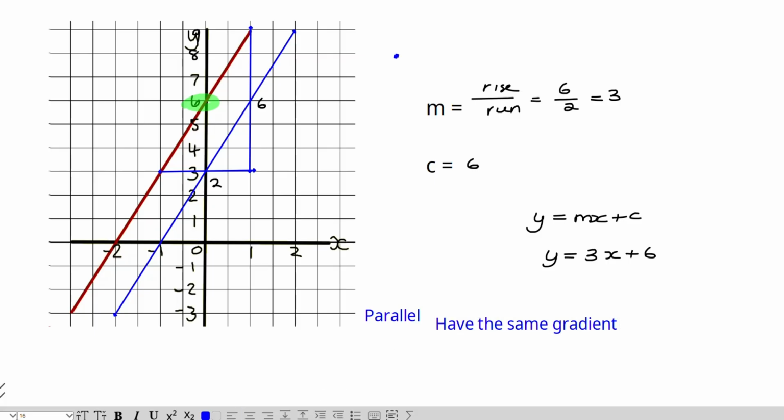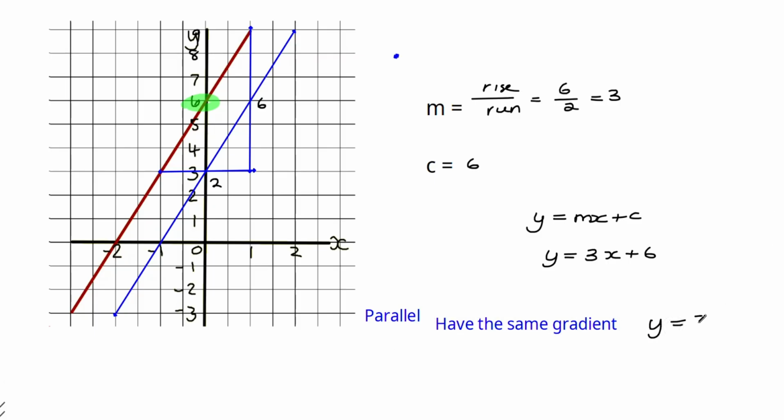So a line that is parallel to y equals 3x plus 6 would be y equals 3x plus any number, right? It could be a negative number, it could be a positive number. I'm going to put plus 100, it doesn't matter. The only point that matters is that they have the same gradient, okay?